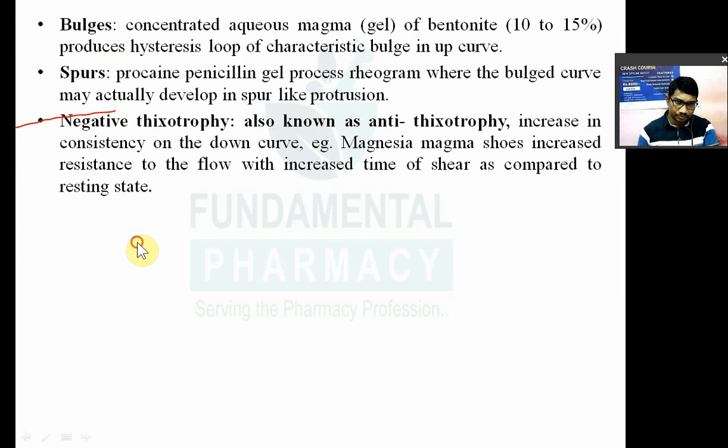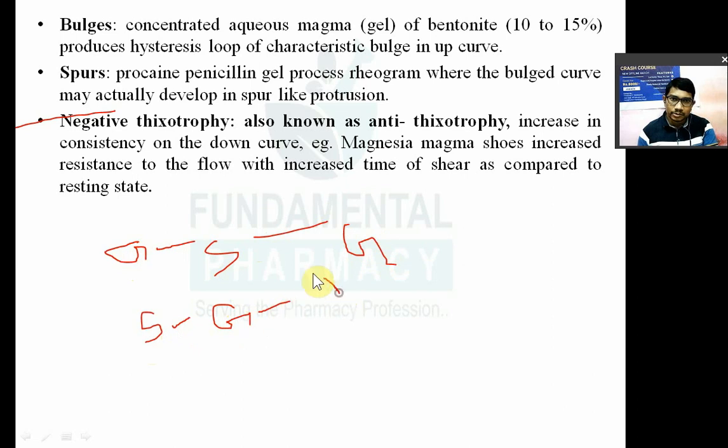What was happening in thixotropy? In thixotropy, the gel will become a sol and after removal of stress will become a gel again. That is thixotropy. Now what will happen in negative thixotropy? A negative thixotropic material is a sol, a solution, at rest. If you apply stress, it will become a gel. And if you remove the stress, again it will become a sol. Anti-thixotropy: increase in the consistency, for example magnesium magma, shows increased resistance to flow with increased time of shear. It is known as negative thixotropy.